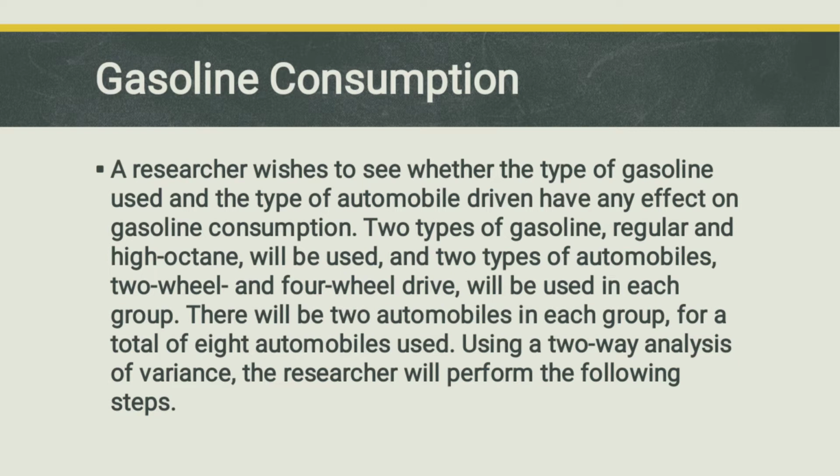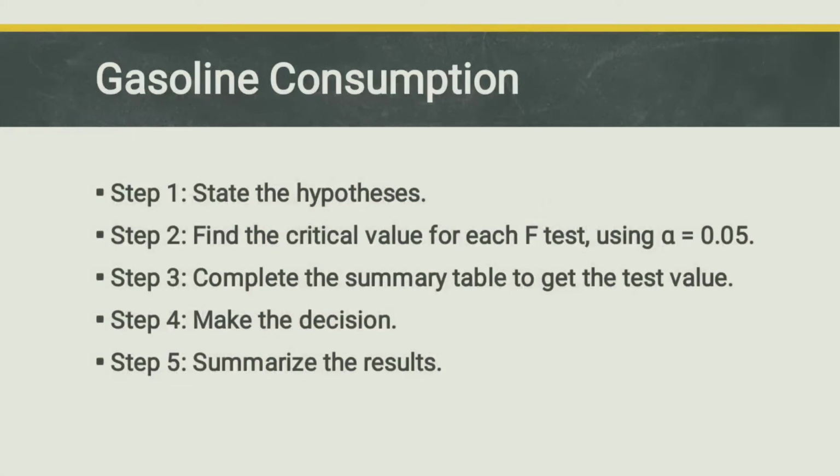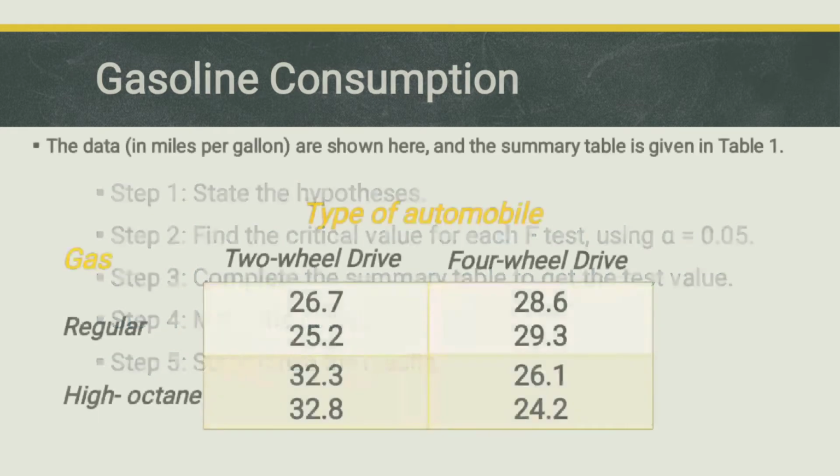Here we are going to test the effects of two independent variables or factors, which are the type of gasoline used and type of automobile driven, on one dependent variable, which is gasoline consumption. Using a two-way analysis of variance, the researcher will perform the following steps. Step 1, state the hypothesis. Step 2, find the critical value for each F-test using alpha 0.05. Step 3, complete the summary table to get the test value. Step 4, make the decision. And Step 5, summarize the results.